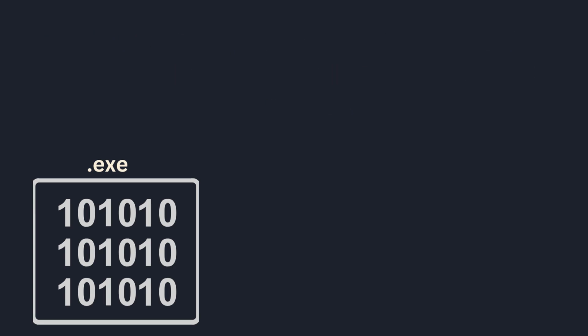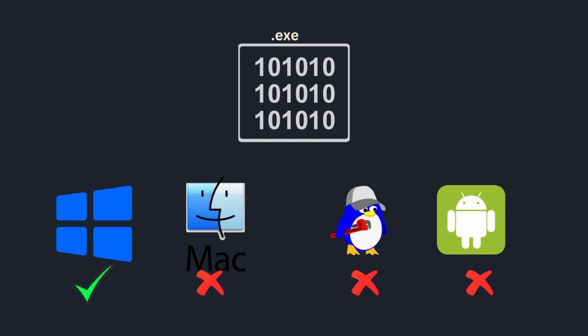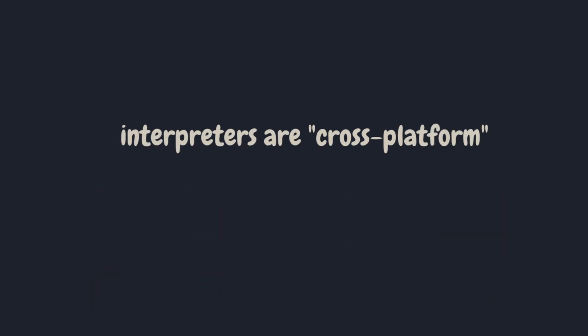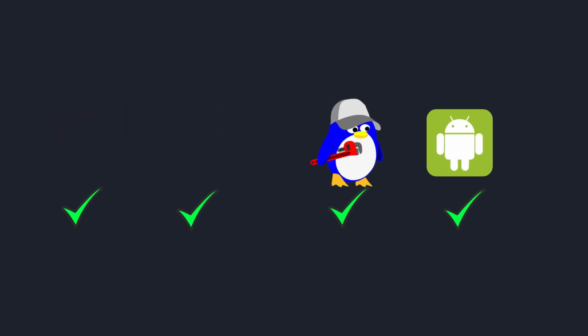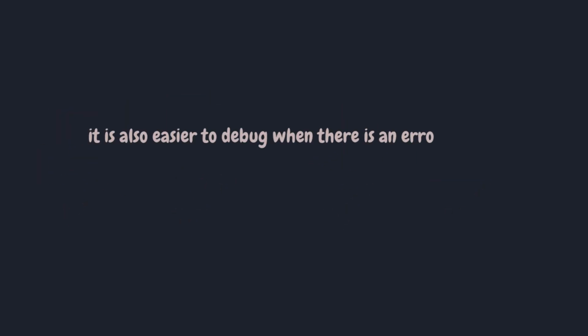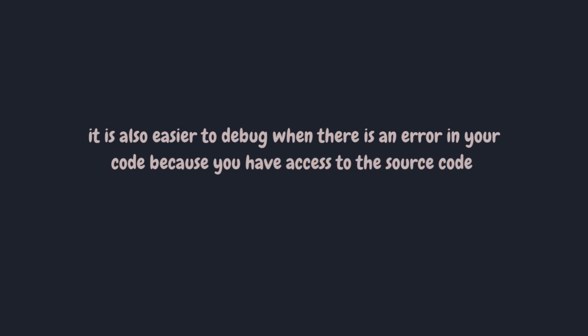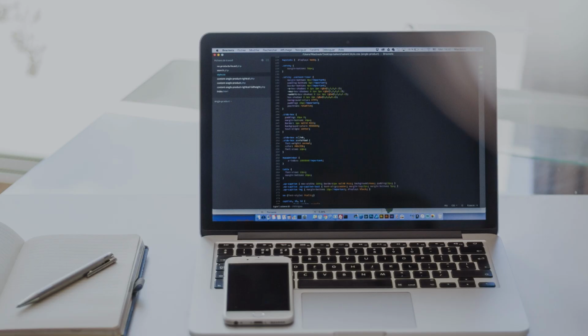The downside is that executables generated by compilers are often platform dependent, meaning they may not run on different operating systems or architectures without recompilation. But interpreters are cross-platform, which means that the interpreter and the programs it executes can run on multiple operating systems or platforms without modification. It is also easier to debug when there is an error in your code, because you have access to the source code. However, the interpreter also has its downsides.